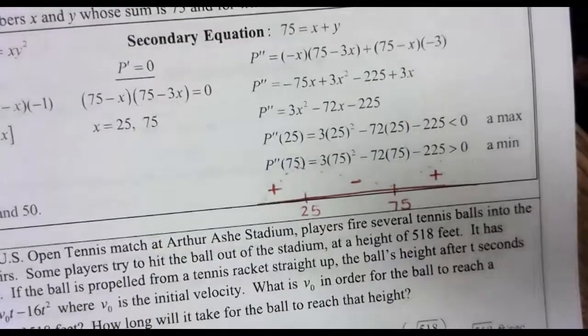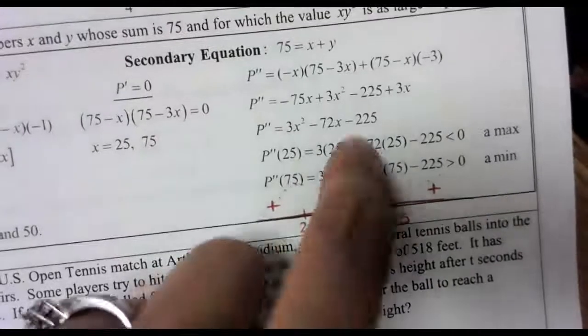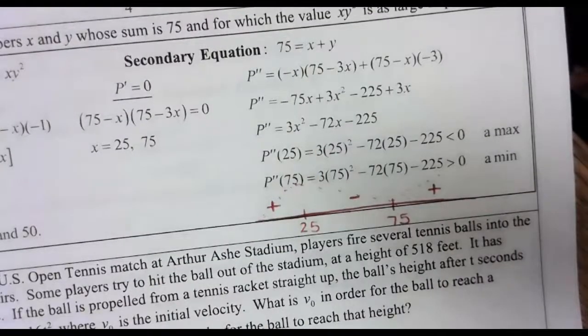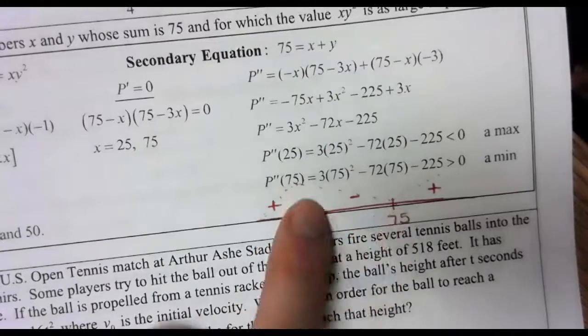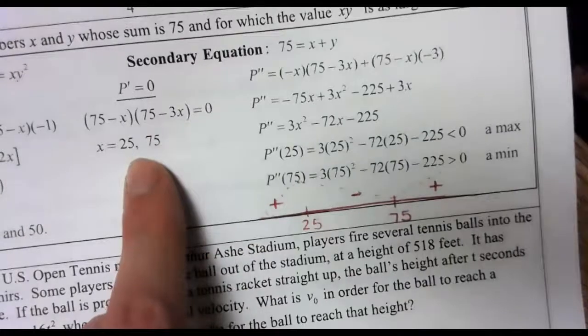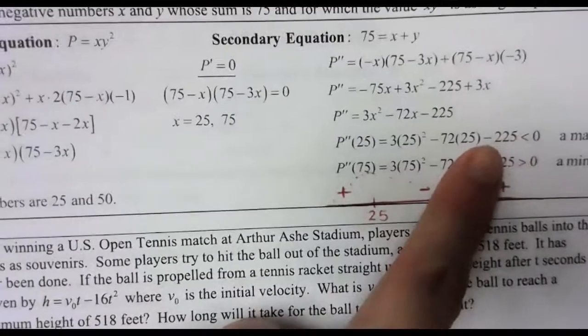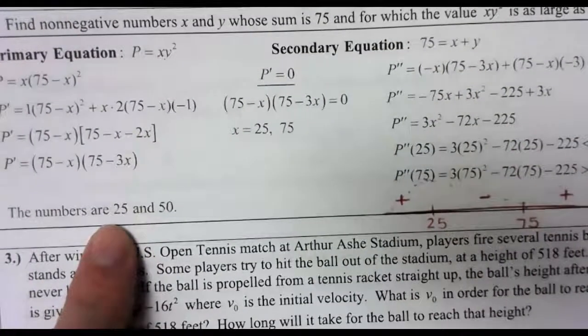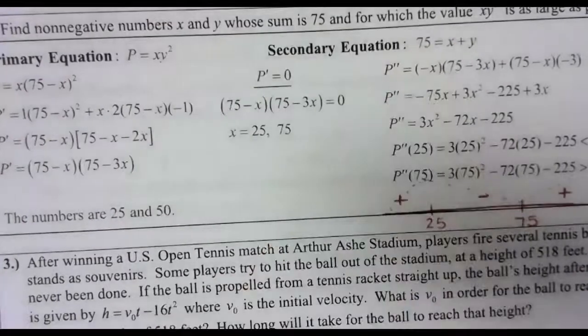I tend to try to use both just because some people are comfortable with different methods. And it's actually easier to type on a computer with that one. So again, you have to use your max or min test when you get to critical points. So since 25 is my max, I would find my second number by doing 25 plus 50 is 75.